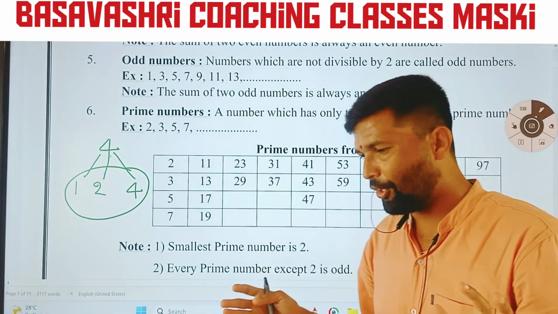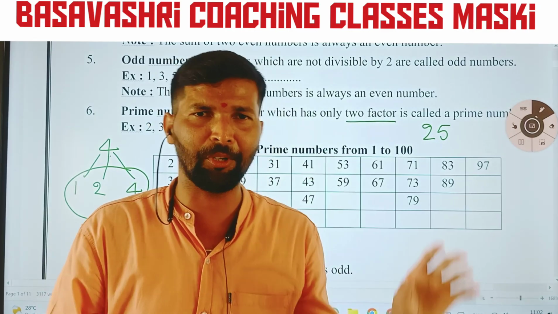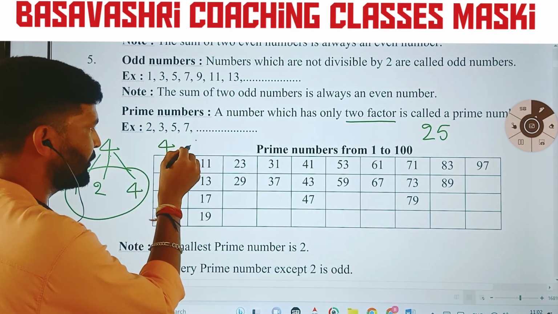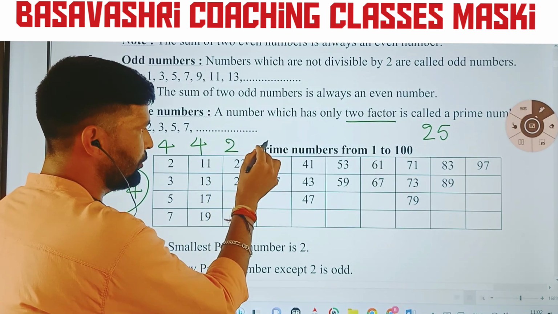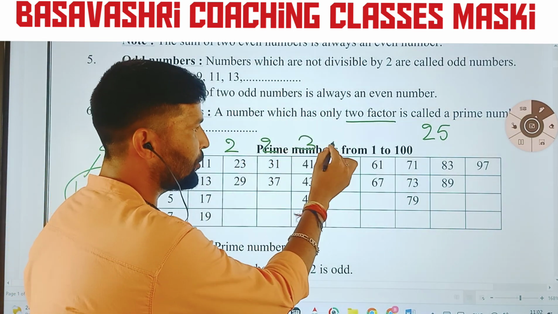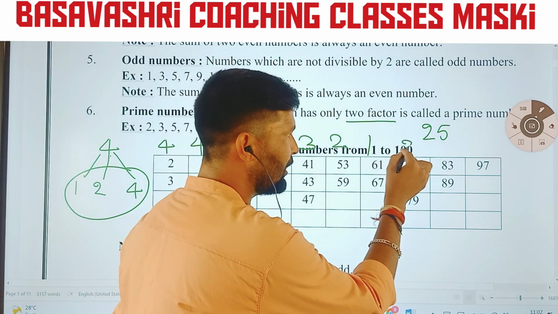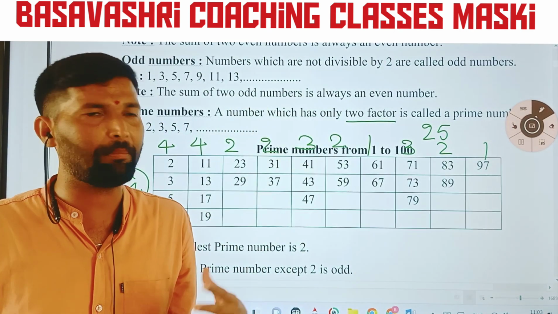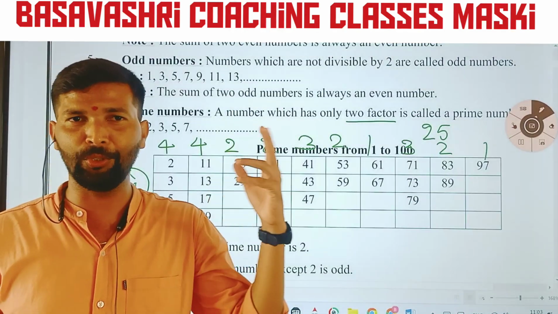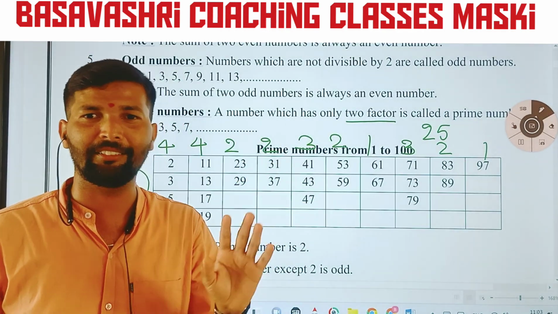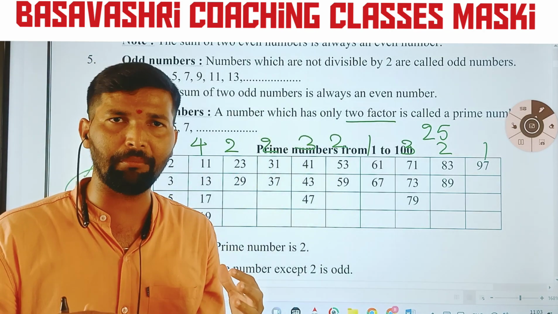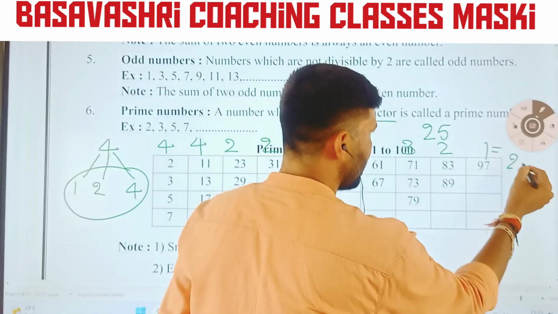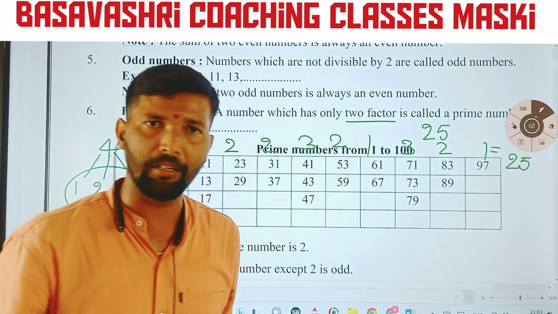Now I am going to tell one simple trick about the prime numbers. How do we divide this? Similarly 4, 4, 2, 2, 3, 2, 1, 3, 2, 1. We can remember it like this. 4, 4, 2, 2, 3, 2, 2, 1, 3, 2, 1. We can remember the prime numbers like this. So how many prime numbers in total? If you add them up, we have 25 prime numbers.